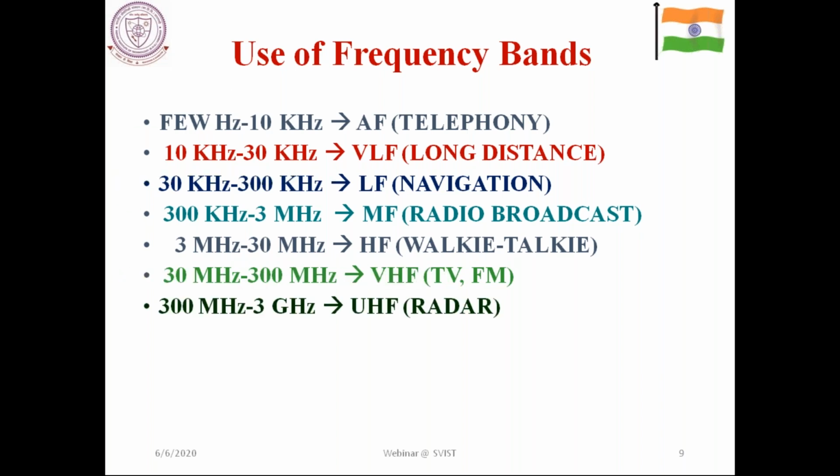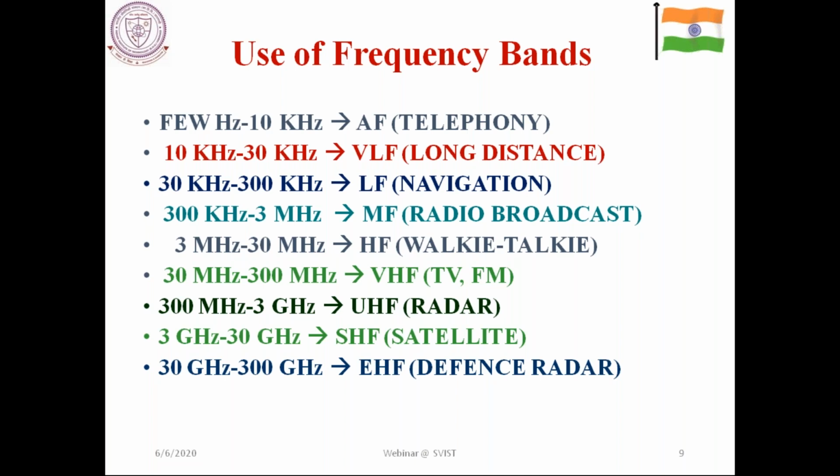The very next one is 300 megahertz to 3 gigahertz, which goes for the ultra high frequency or radar applications. Followed by that is the super high frequency or SHF, which has been used mostly for satellite applications. Then you have 30 gigahertz to 300 gigahertz, the extra high frequency, which has been used for defense radar applications. And then you see that I am making one gap; I will come to why later. 30 terahertz to 3000 terahertz attributes to the optical range.